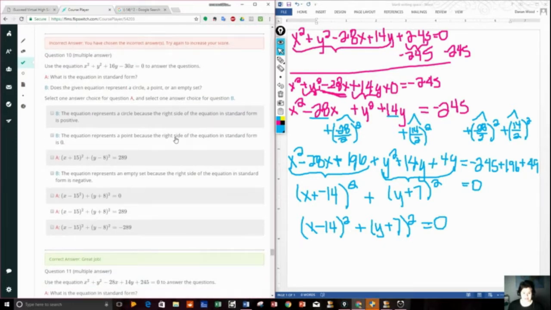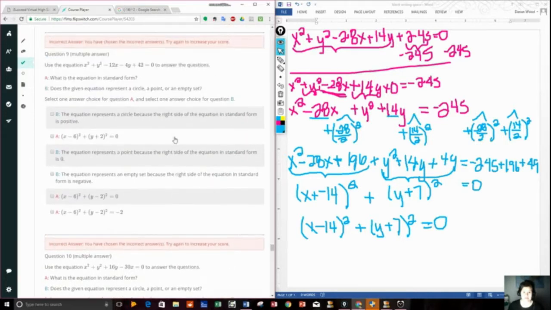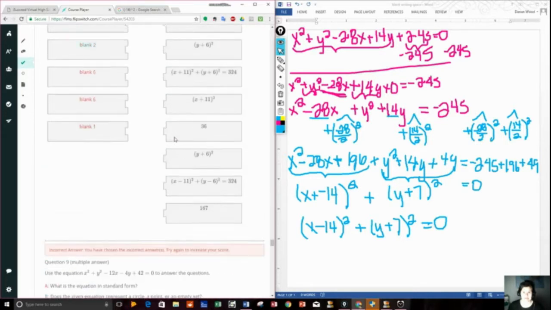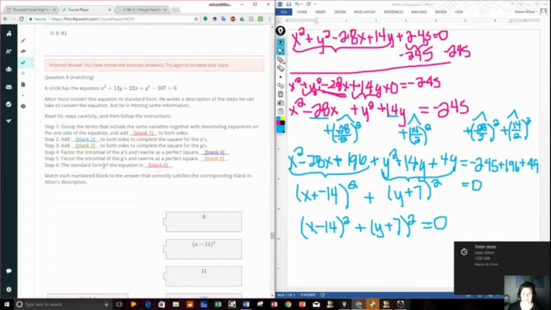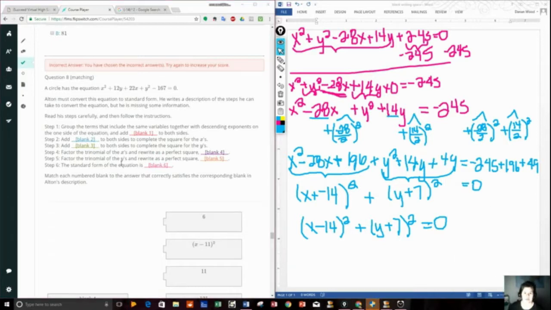Question 10 is exactly like question 11, and you would do the exact same process, so I'm going to skip that and 9, and jump to question 8. So a circle has the equation of x squared plus 12y plus 22x plus y squared minus 167 equals 0. Alton must convert this equation to standard form. He writes a description of the steps he can take to convert the equation, but he is missing some of the information. Read his steps carefully, then follow the instructions.